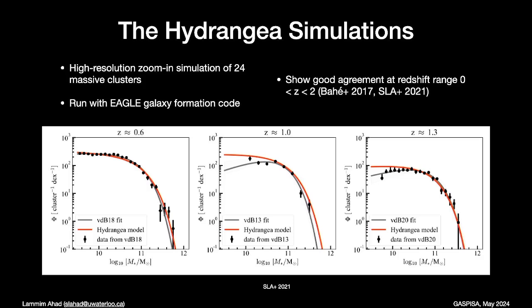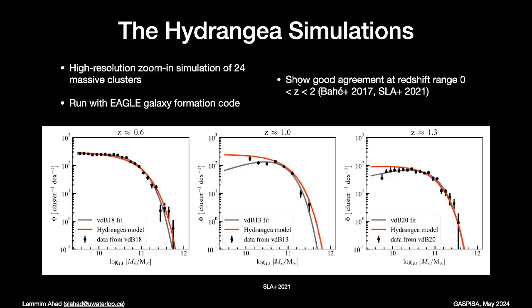Because we're interested in the halo masses of individual galaxies and other halo properties, we use the best tool available for that, which is cosmological hydrodynamical simulations. We use the Hydrangea simulation suite, which is a suite of 24 massive clusters. These are zoom-in simulations that were run using the EAGLE galaxy formation code. And by massive clusters, I mean clusters that have more than 10^15 solar masses at redshift 0.